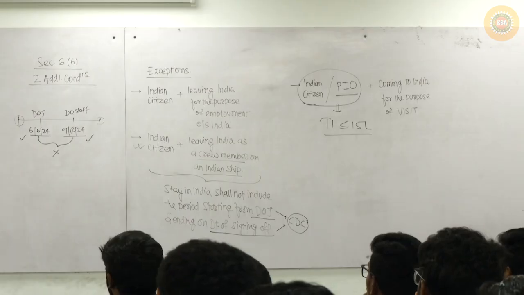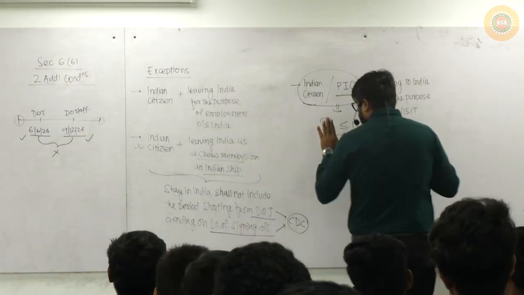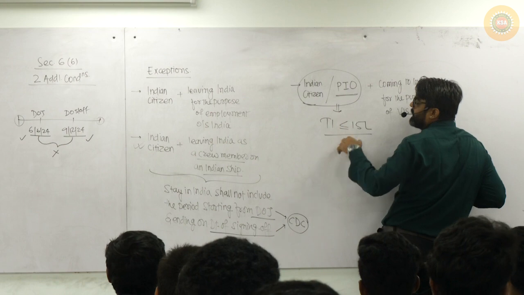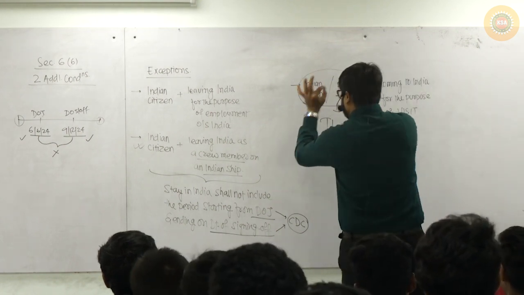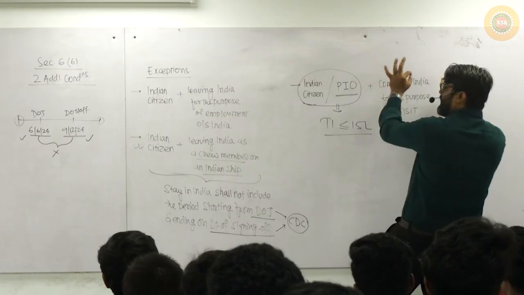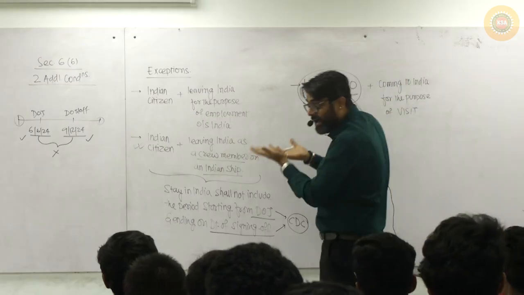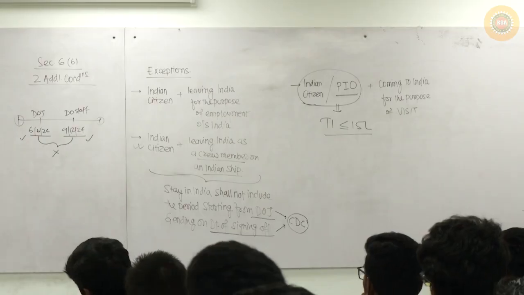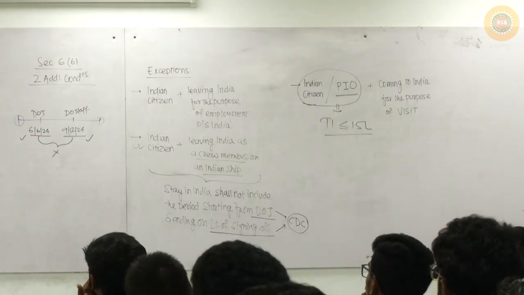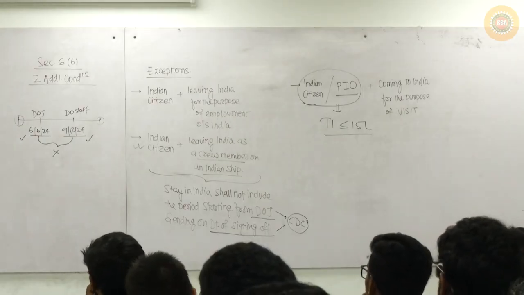The total income has to be calculated, and that total income should not be more than 15 lakhs. Only then this Indian citizen or a person of Indian origin coming for a visit will be covered by the exception. Only then basic condition B will not be applicable. Yes or no?